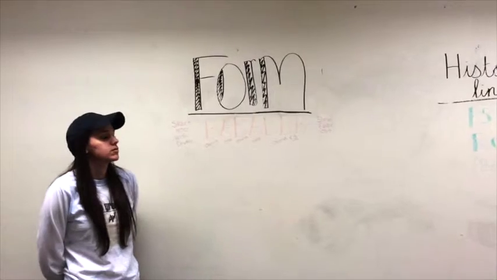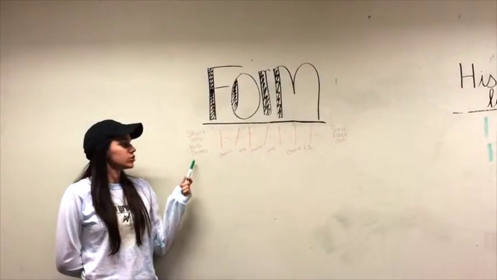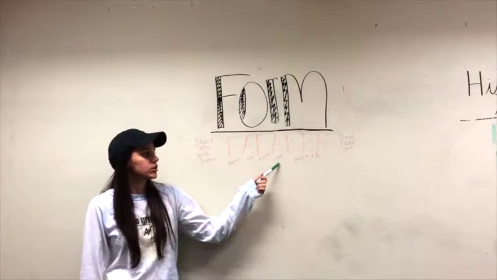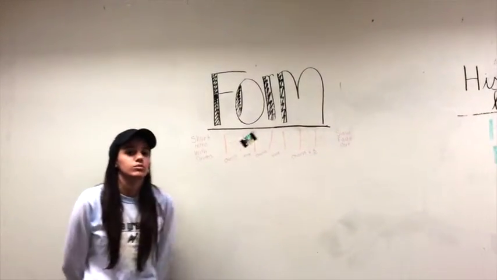I'm going to analyze the form for Feels Like We Only Go Backwards. It starts off with a short intro with drums, and then it goes chorus, verse, and then chorus repeated 3 times, followed by a slow fade out.